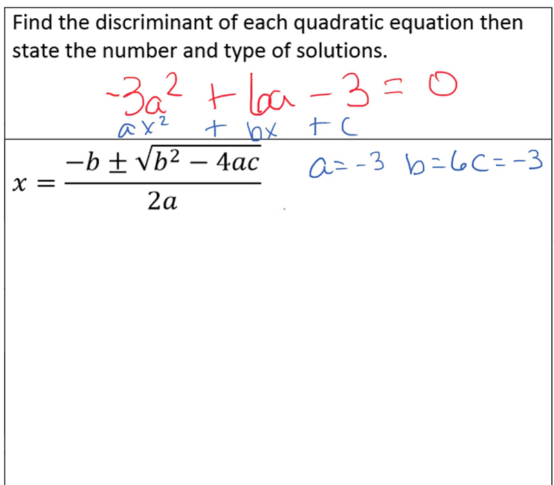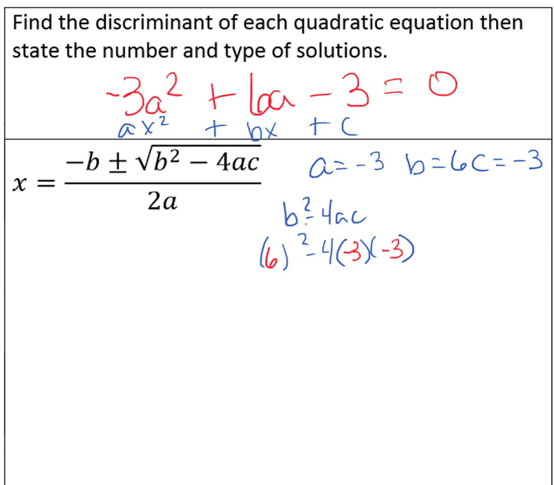So if we have b squared minus 4ac, we're going to plug something in for b squared, plug something in for a, and for c. So what those things are going to be: here we're going to plug in b, which is 6. We're going to plug in negative 3 for a and negative 3 for c.